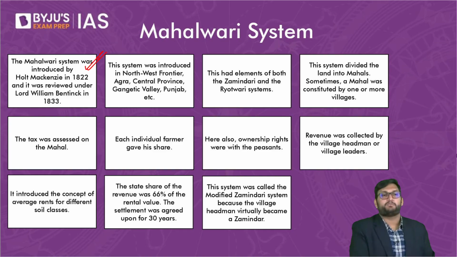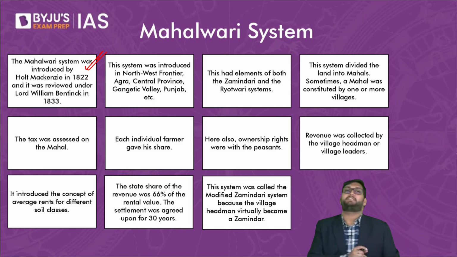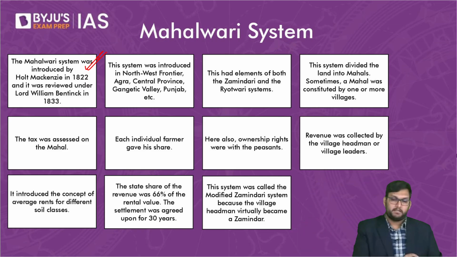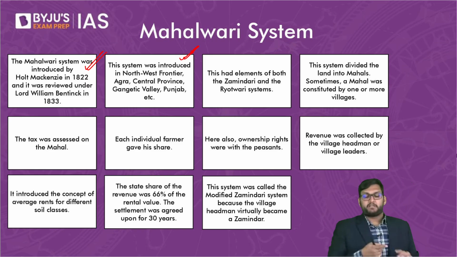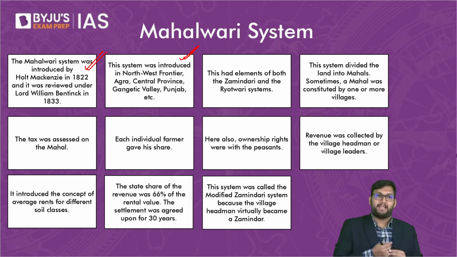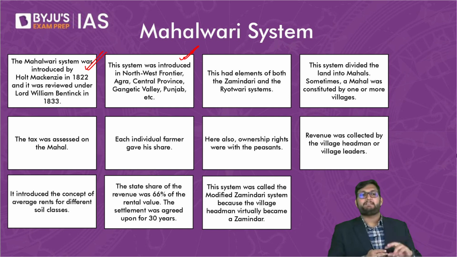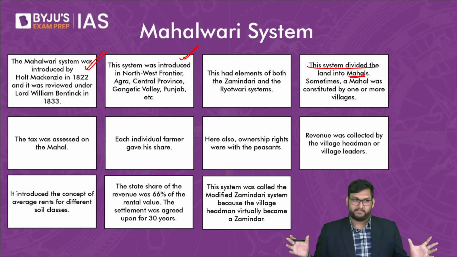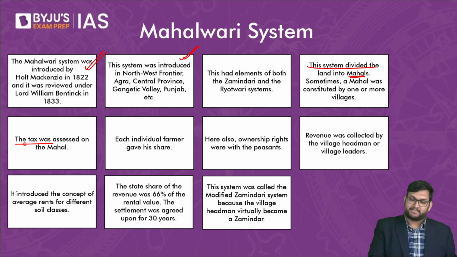Mahalwari was introduced by a person called Holt Mackenzie in 1822. Then it was made more or less ubiquitous in this sector under Lord Bentinck. The system was introduced in the northwestern frontier, Agra, central province, the Gangetic Valley, and Punjab, specifically Punjab. It had both the elements of zamindari and Ryotwari. The system divided land into mahals, and mahals could be one village or multiple villages. The tax was assessed on the mahal.